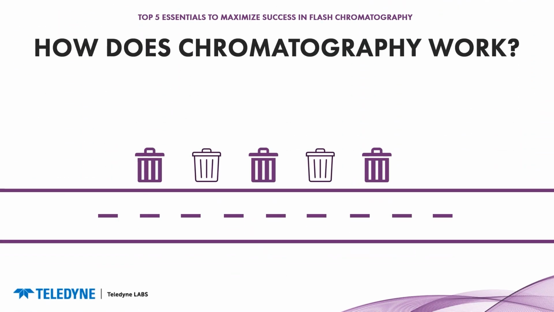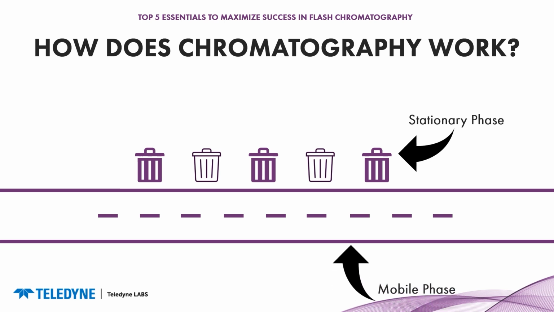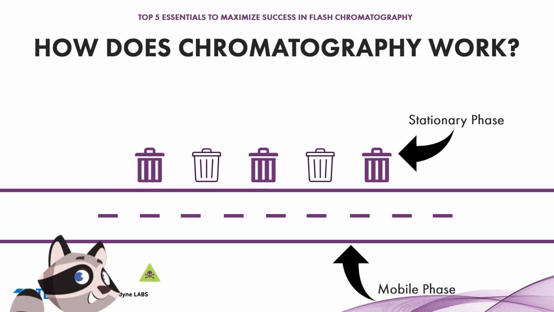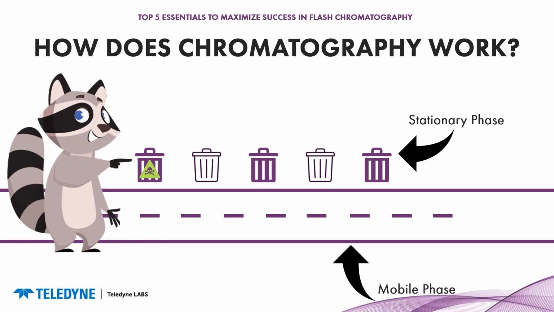Now that we have some definitions about chromatography, let's use an analogy to better illustrate how chromatography actually works. So in our analogy, we're going to look at a residential street on trash day. The trash cans are going to act as our stationary phase, and the street is going to act as our mobile phase. Reddy is going to be our compound of interest. This is what we want to separate.